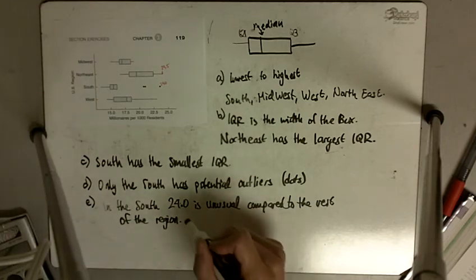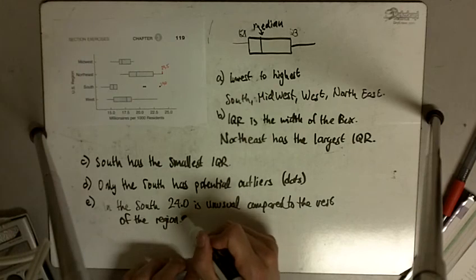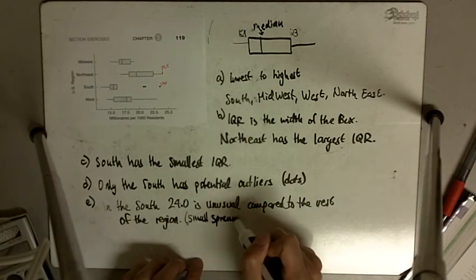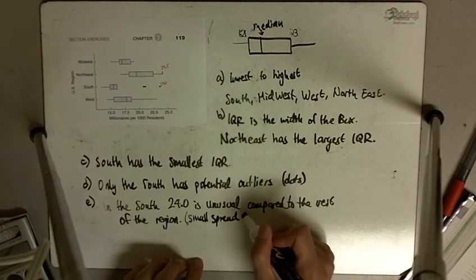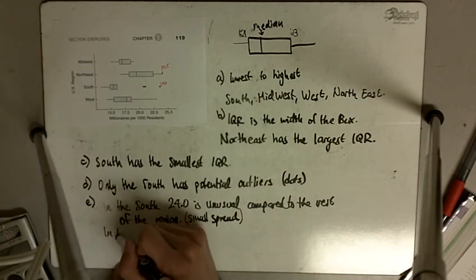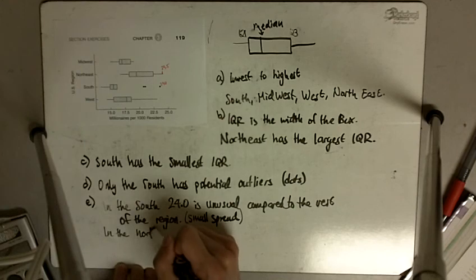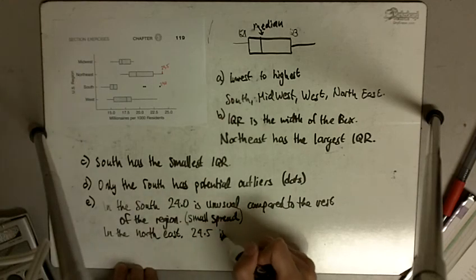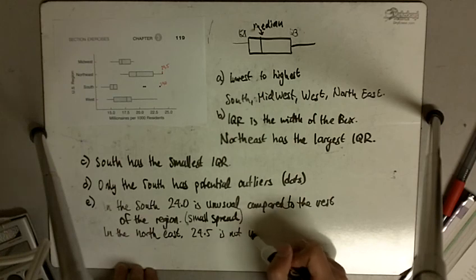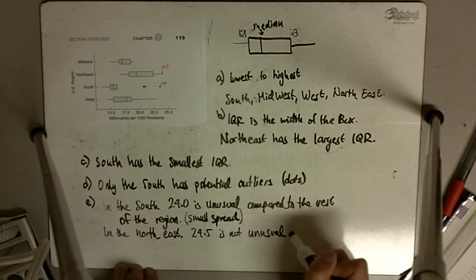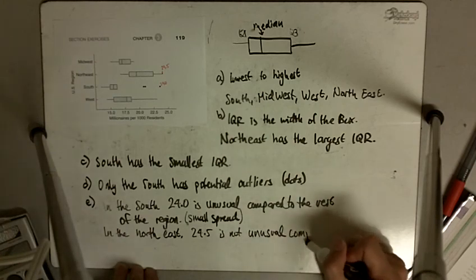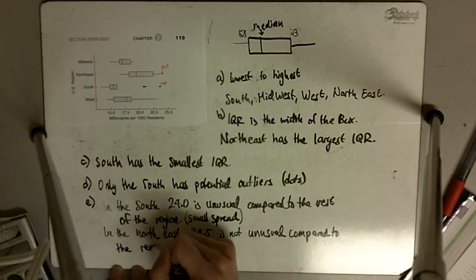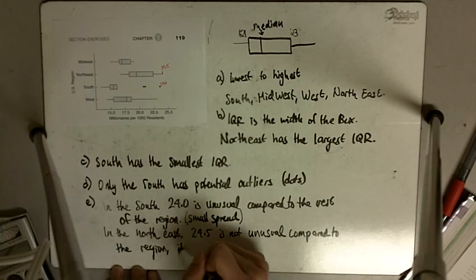And so this small spread in the rest of the region, and then in the Northeast, 24.5 is not unusual compared to the rest of the region. So it is not an outlier.